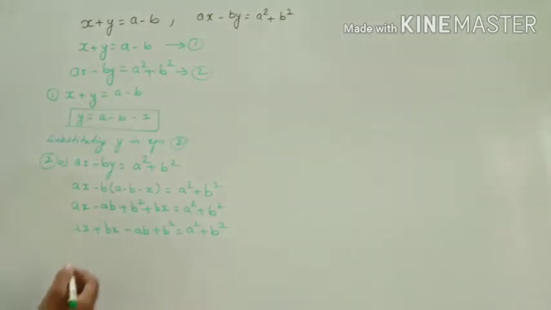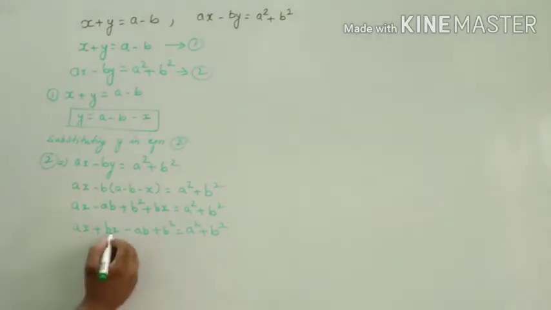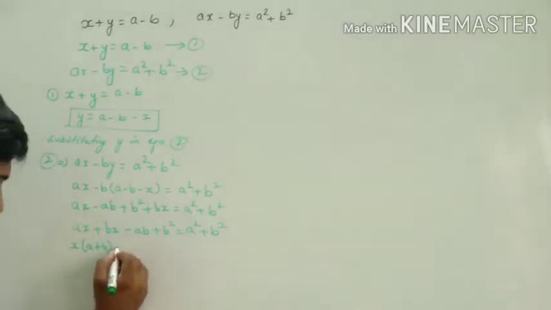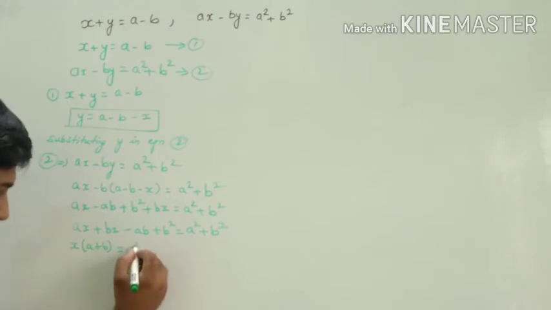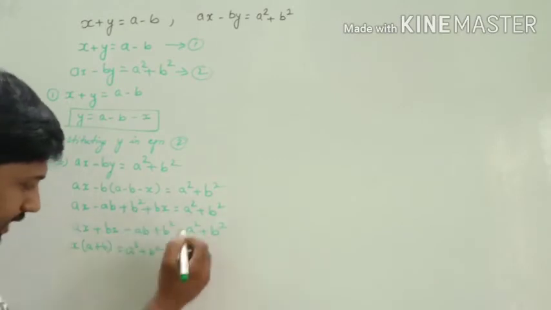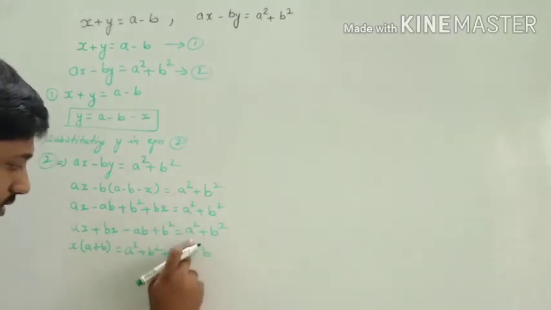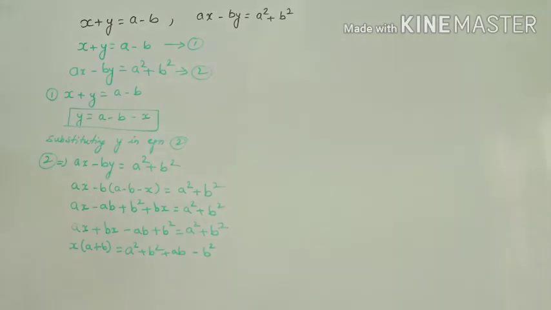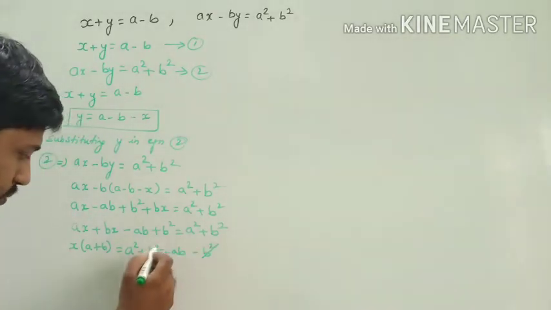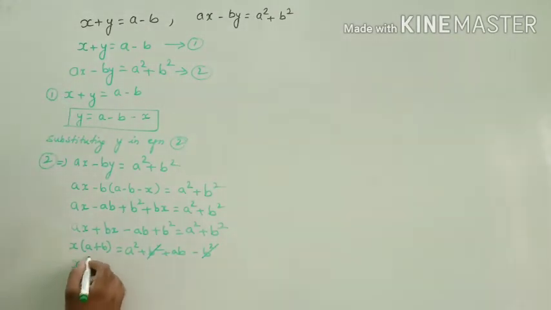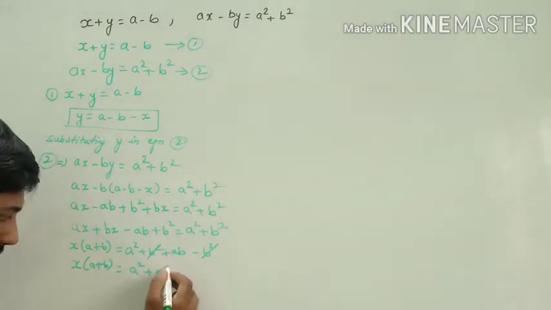So here x is common, right? I will take x as common, that is a plus b. These other things I will send to this side, so it becomes a square plus b square, which I already have, minus ab becomes plus ab, and plus b square comes to this side and becomes minus b square. So plus b square and minus b square get cancelled. The remaining thing is x into a plus b is equal to a square plus ab.